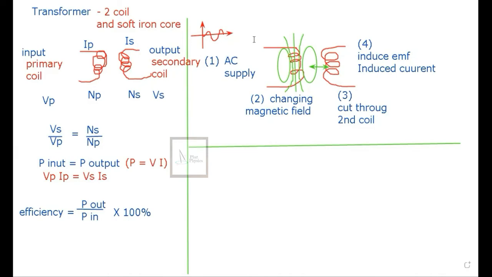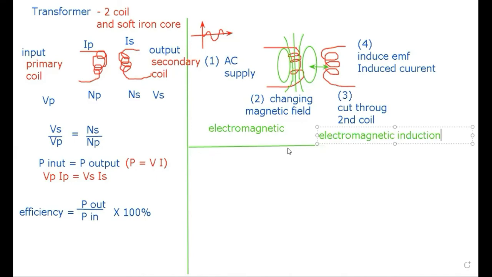Okay, first we give the current, which becomes a magnetic field. So this one is electromagnetic. After that, the magnetic field cuts the secondary coil. This one is electromagnetic induction. The first one is an electromagnet: the primary is an electromagnet. Then the secondary becomes electromagnetic induction because it cuts and produces. So this is how it works. They use 2 concepts together.